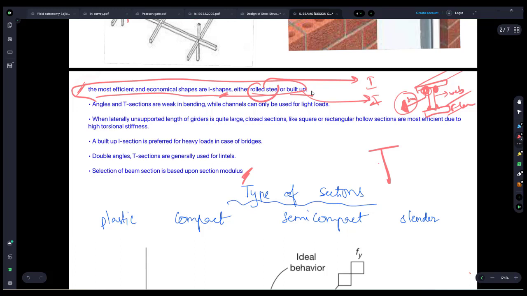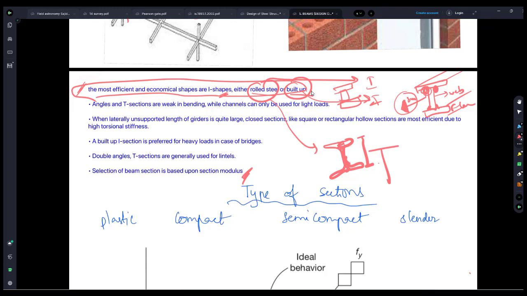And one more thing, yaar, what is this rolled steel I section? Built up to aap samajh gaye na? So you just join the plates, weld it, and you will be getting your built up section. So what is this rolled steel section? See, while casting only, in industry, while casting only, you are casting in a shape of I, then I will be calling it as rolled steel section. Rolled steel section mein jo depth of web hai, wo top to bottom rehta hai, theek hai? It is casted in such a way that this entire section is actually acting as a web.